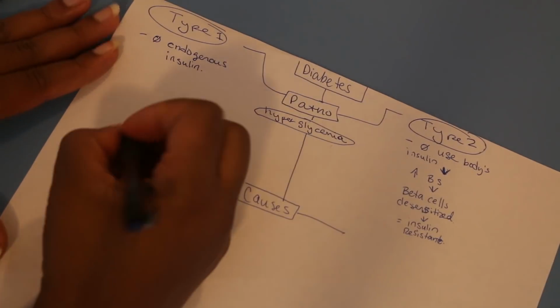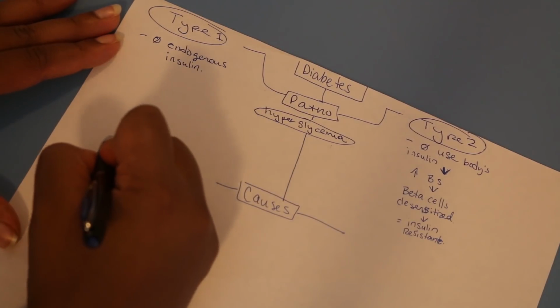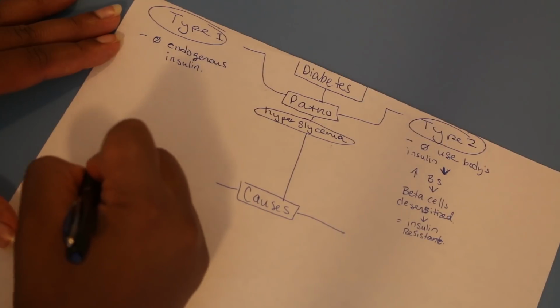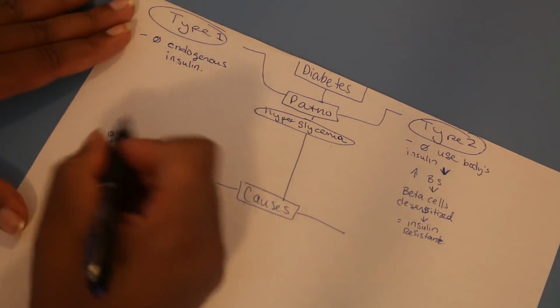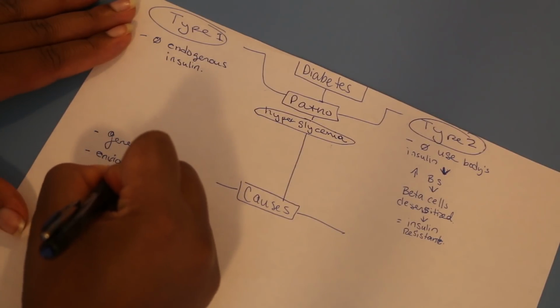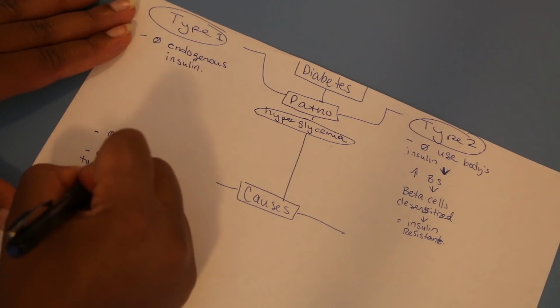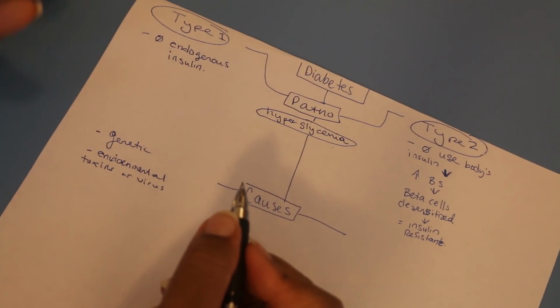so this is interesting. For the most part, we know that type 1 diabetes is genetic. It's a genetic predisposition to it. But also something I learned in nursing school that I thought was really interesting is that it's also considered environmental, meaning that it can come from toxins or a virus. So that's really interesting to me.